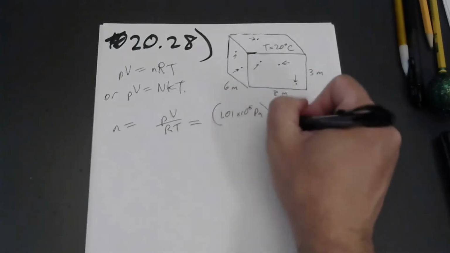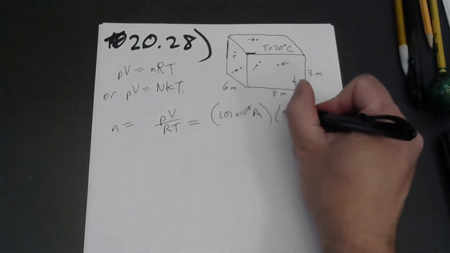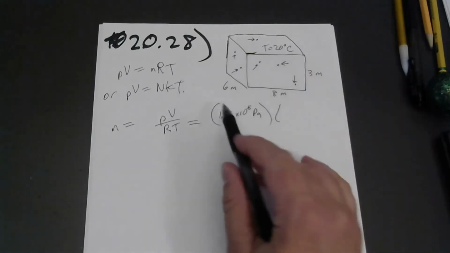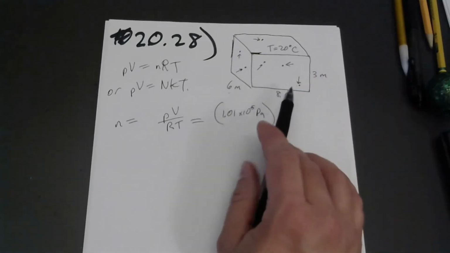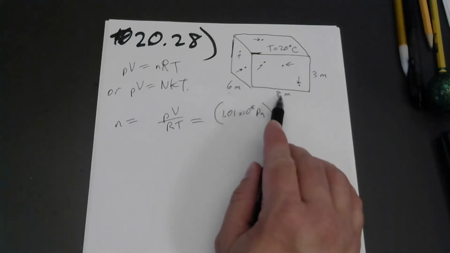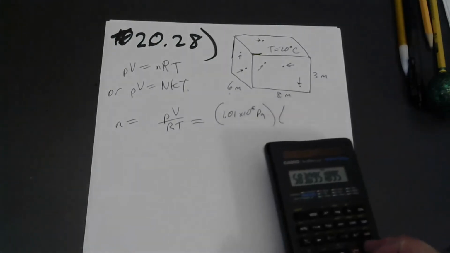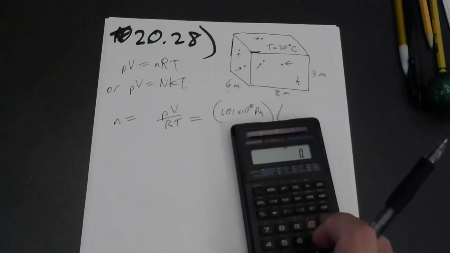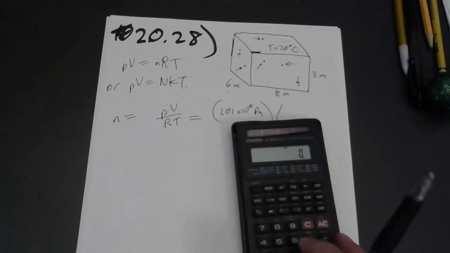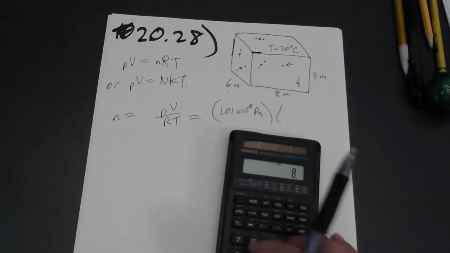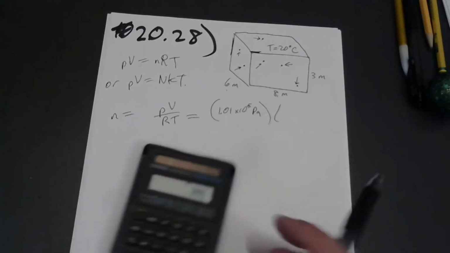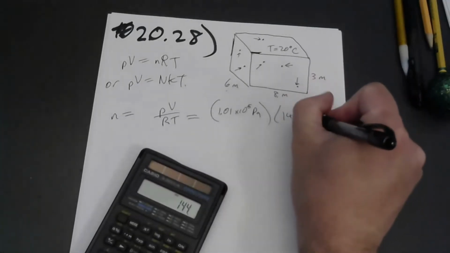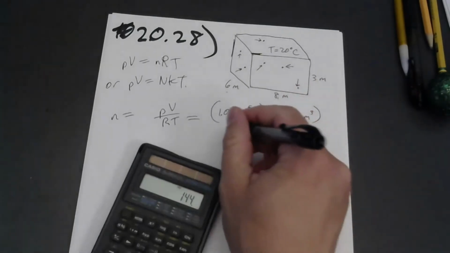And then for the volume, I'll do it this way. Can I do it in my head? 6 times 8 is 48. 48 times 3, that would be 40 times 3 plus 8 times 3, 24 plus 120. I think that's 140. Let's see, 144. 6 times 8 times 3, 144 cubic meters.